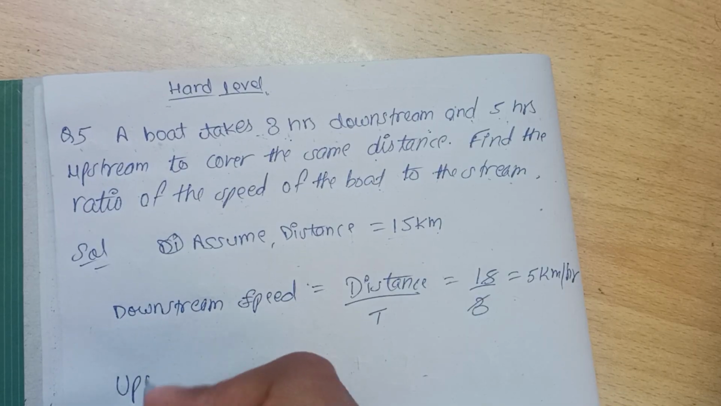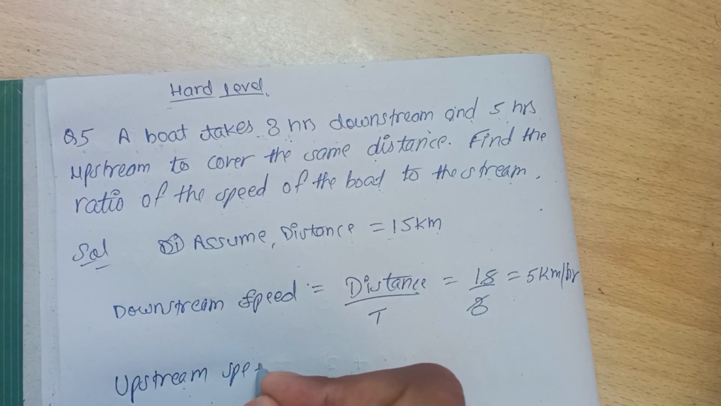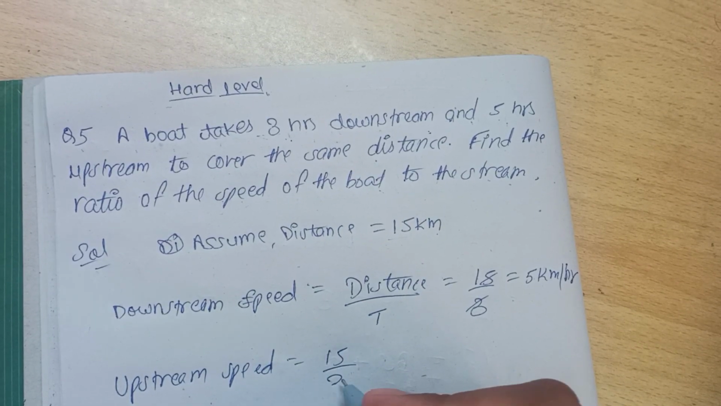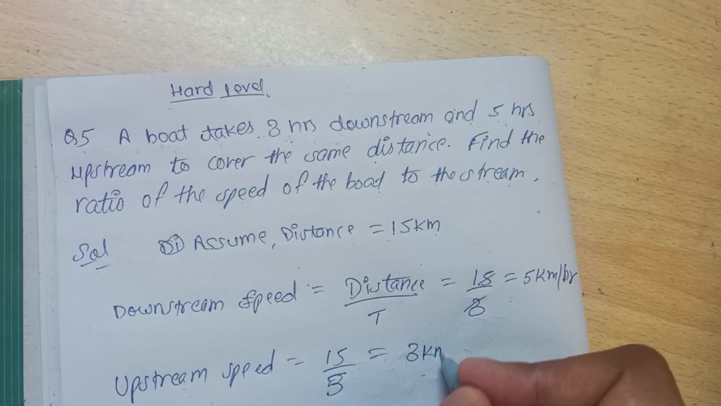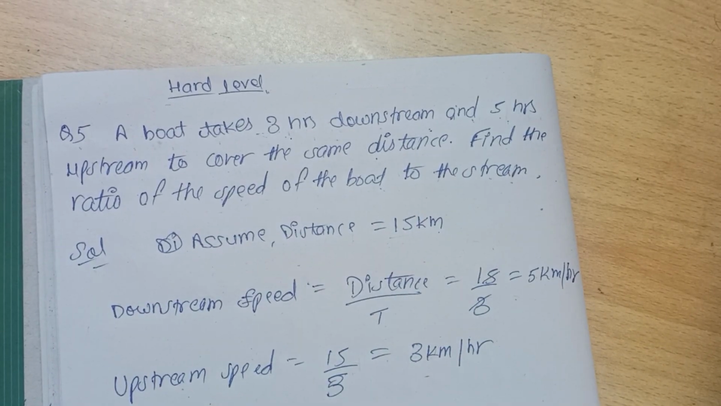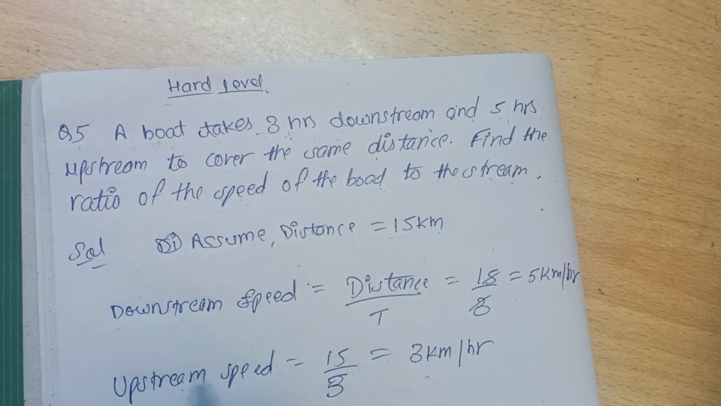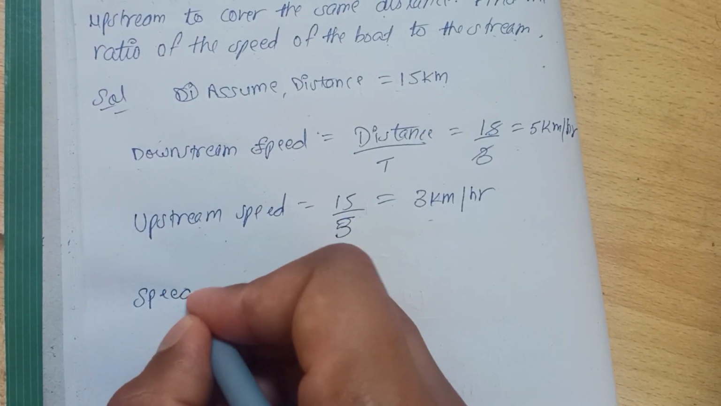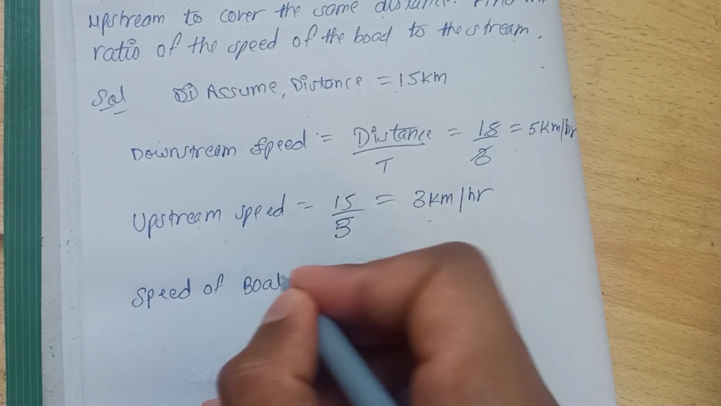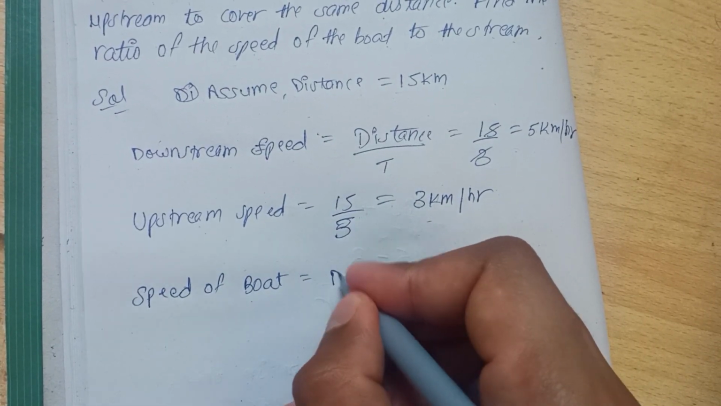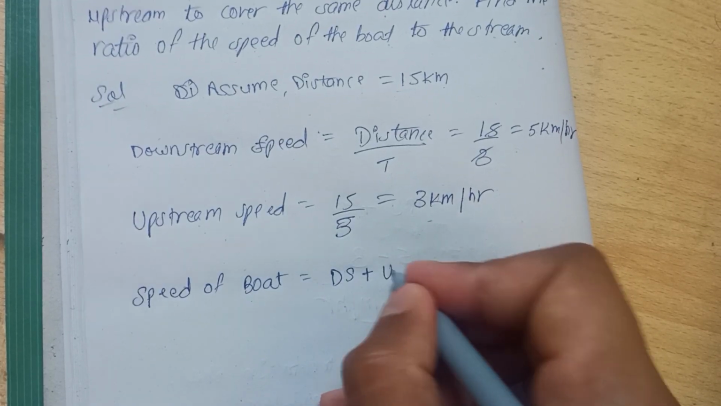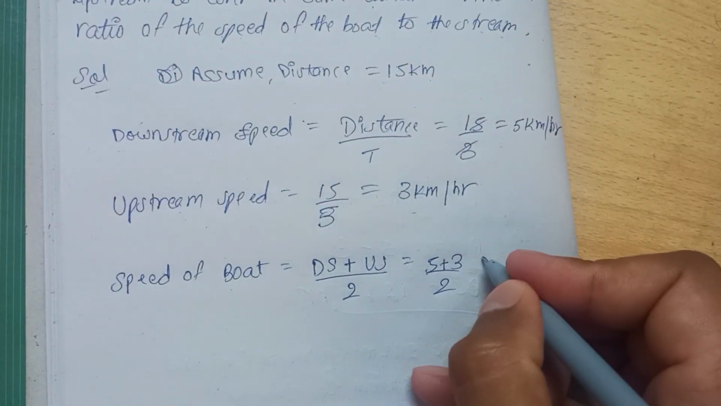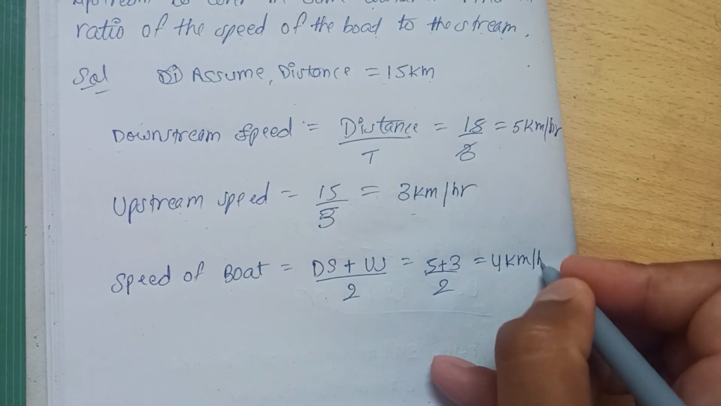And now we will calculate the upstream speed. We know the time is given, and distance we assumed as 15, so upstream is 3 kilometers per hour, and now we will calculate the boat speed from this downstream and upstream. So we know that speed of boat is equal to downstream speed plus upstream speed divided by 2, which becomes 4 kilometers per hour.